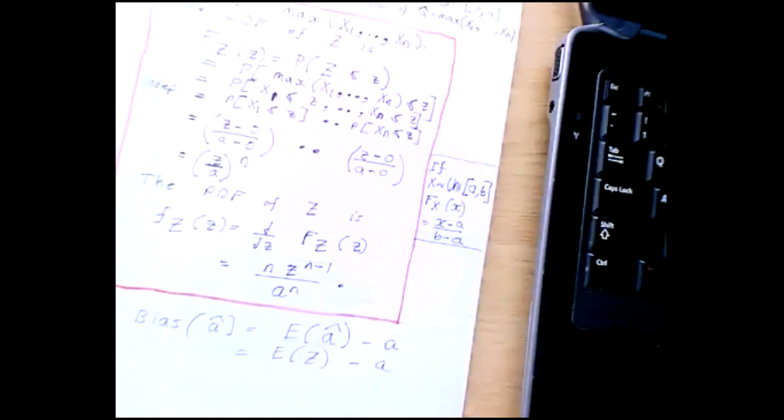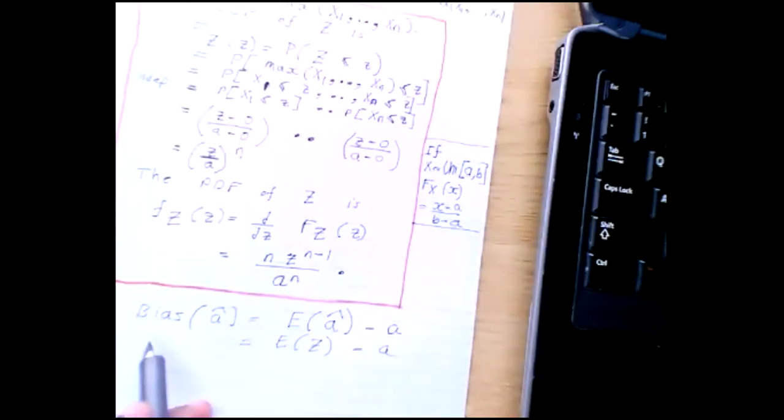Getting back to the question now. This is the bias. Now, to find the expectation of z, we just need to do the integration. This is the PDF. So you need to integrate from 0 to a of z times the PDF. This is what you get.